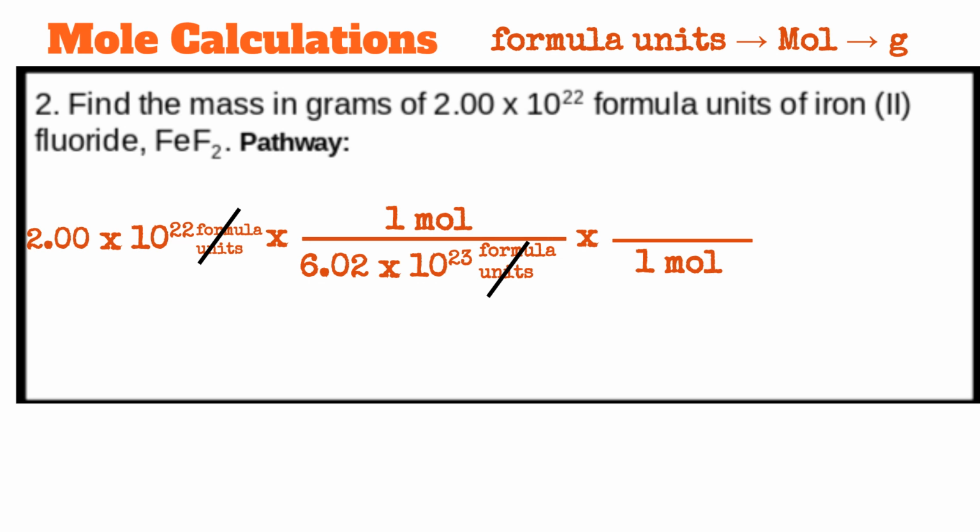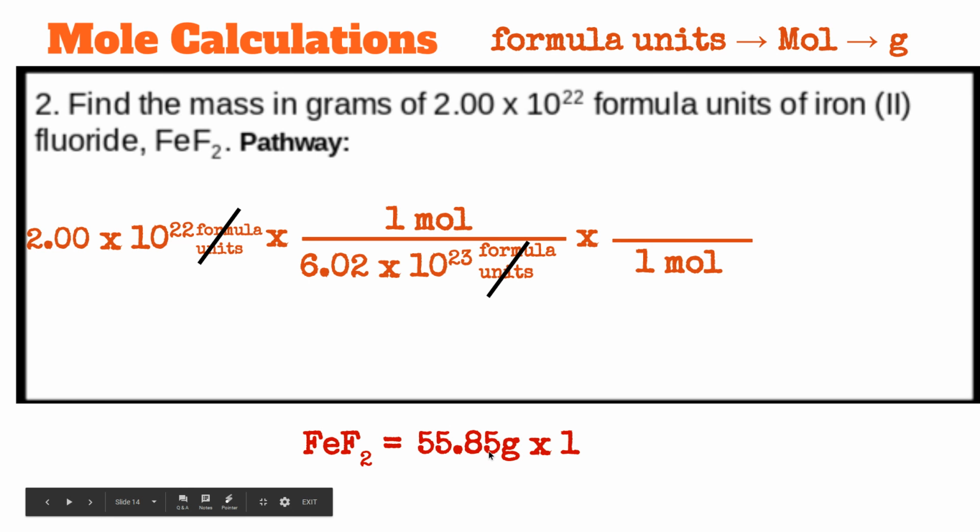But first, we need to figure out how many grams are in 1 mole of FeF2. So to do that, we'll have to find the molar mass of iron 2 fluoride. So we'll do that down bottom. Iron 2 fluoride, FeF2. So we have 1 atom of iron, 55.85 grams from the periodic table, rounded to 2 decimal places, times 1, since that's the subscript here.